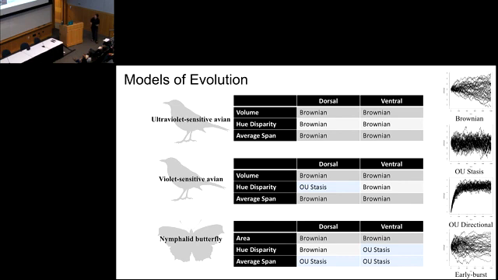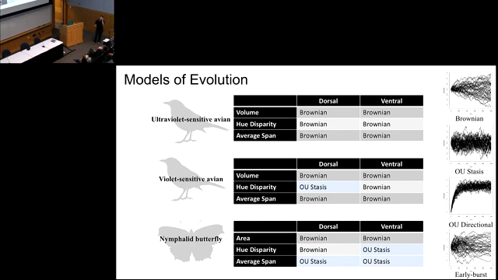So forgive the table, but it's actually pretty simple. Here we're looking at the 3 different colorfulness traits within each visual system, the dorsal and the ventral side, and the model that had the lowest AICc score. So in most cases, Brownian motion was the best model of evolution to fit these data. In some cases, and they're in blue here, Ornstein-Uhlenbeck stasis was actually better.